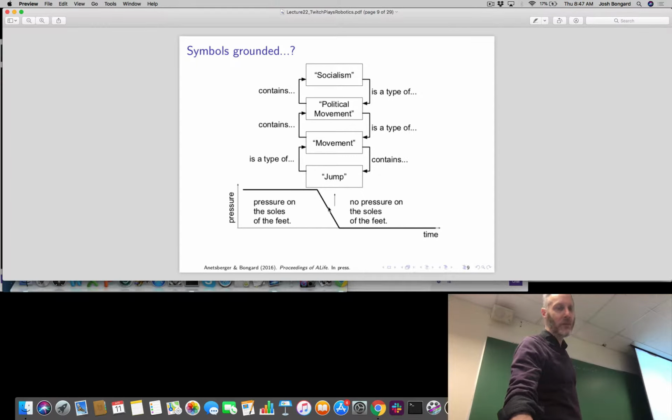Every time the pressure on both soles of its feet, let's assume we're dealing with a biped, goes to 0, the moment pressure goes to 0, it hears from out there the term JUMP. So the robot starts to learn there is a correlation between these two things. What JUMP means is temporary lack of pressure on the soles of the feet. That's what it means. Assume that we could teach the robot that.